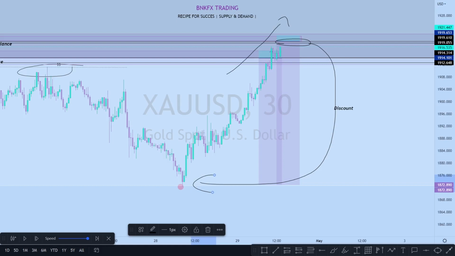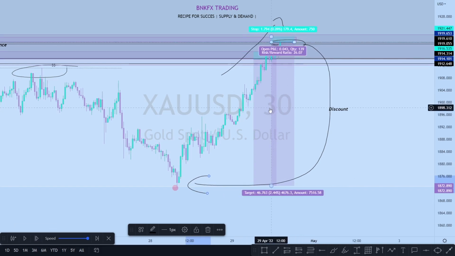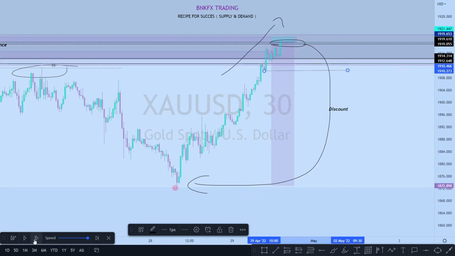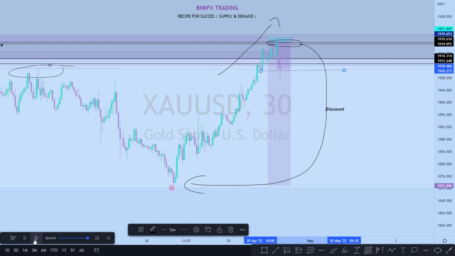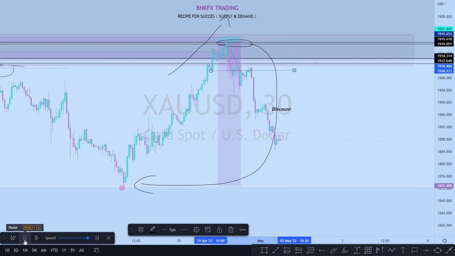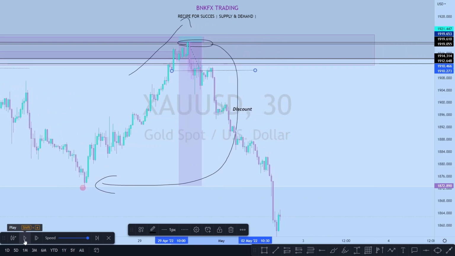Let's see how this transaction goes. Entries hit. The break even will be set after breaking this low. At this point, we put the stop loss over the entrance. And in the end, take profit is reached.